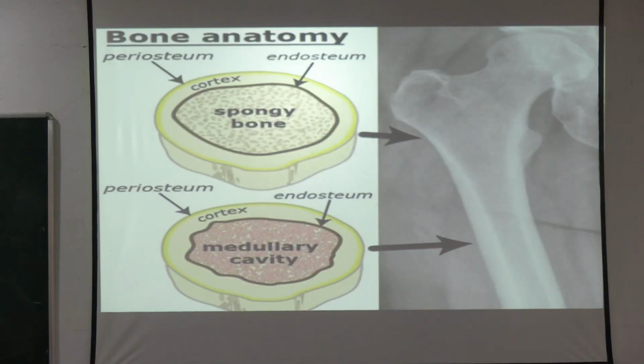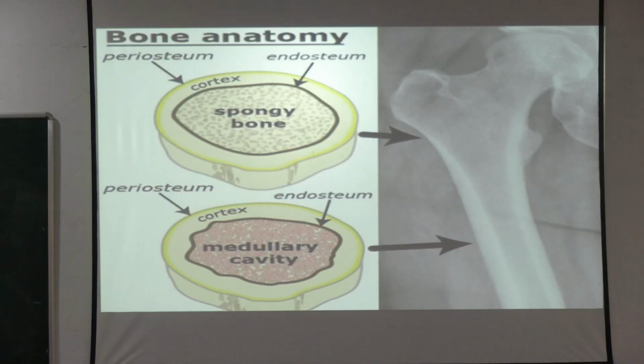So outer cortex and inner medulla, this is how we can classify the different parts of the bone. Now this particular inner medulla is occupied by some element, we call them bone marrow. This bone marrow is of two types. One is known as red bone marrow, the other is known as yellow bone marrow.